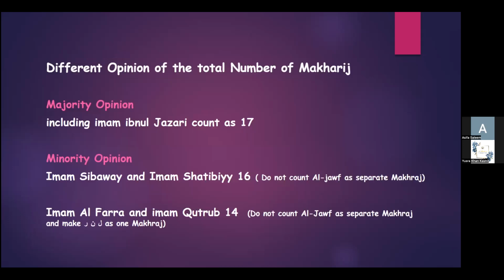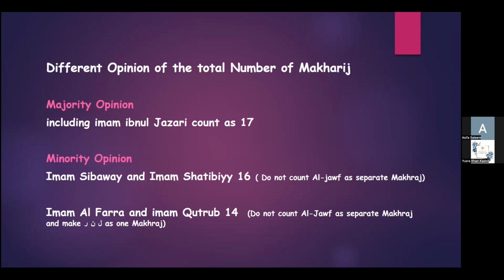There is a difference of opinion amongst the scholars as to the total number of makharij. The majority of the scholars, including Imam Ibn al-Jazari, have the opinion that the total number of the makharij is 17. However, there is a minority opinion, which includes the opinion of Imam Sibawayh and Imam Ash-Shatibi, who count the total makharij of the letters as 16. The reason they differ with Imam Ibn al-Jazari is that they do not count Al-Jawf as a separate makhraj.